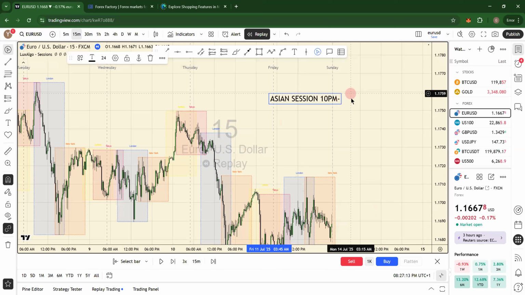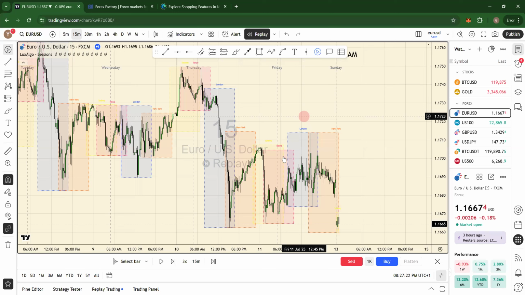Sydney's Asian session opens at 10 p.m. and it goes right up to 6 a.m. in the morning. So at 6 a.m., the Sydney session is closing. We are not talking more about the Tokyo session because it's just within these two time frames. That's why I said all of them are just grouped to be what? The Asian session.